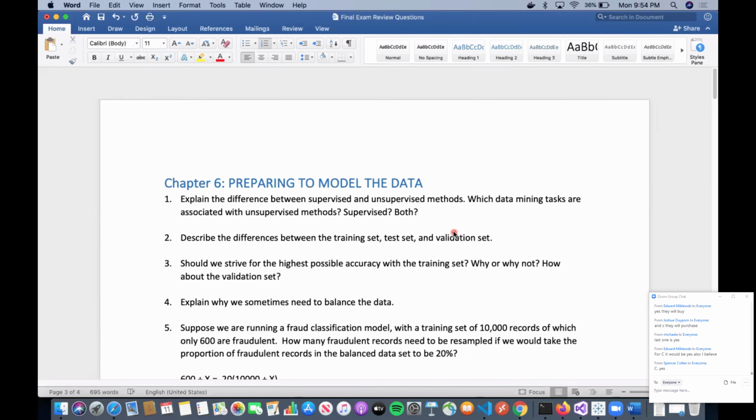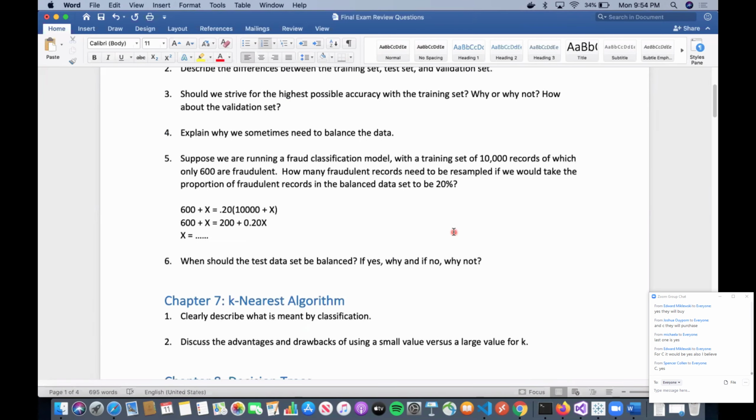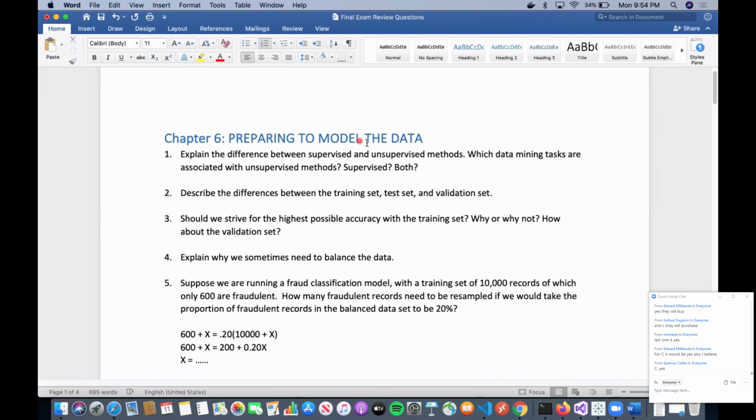Those are the things that we will cover for the exam. I just want to stress again: be very careful. Pay attention to questions where you have multiple parts, like here. Whenever you see multiple parts, make sure you answer all, address all the parts.